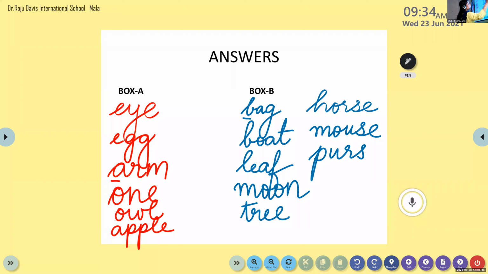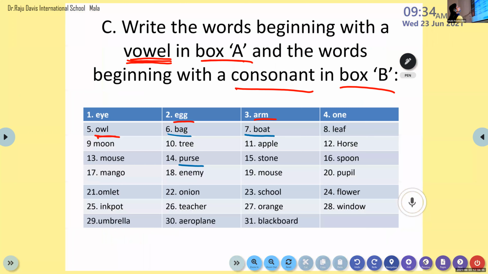Purse. Yes, all of you please write the word. I hope all of you are doing it. Yes, now let's move on to the next word. So we have finished with the 14th word. Let's move on to the 15th word.